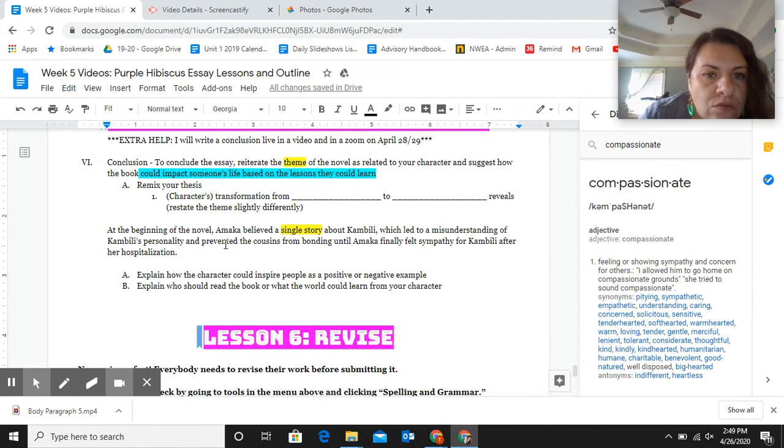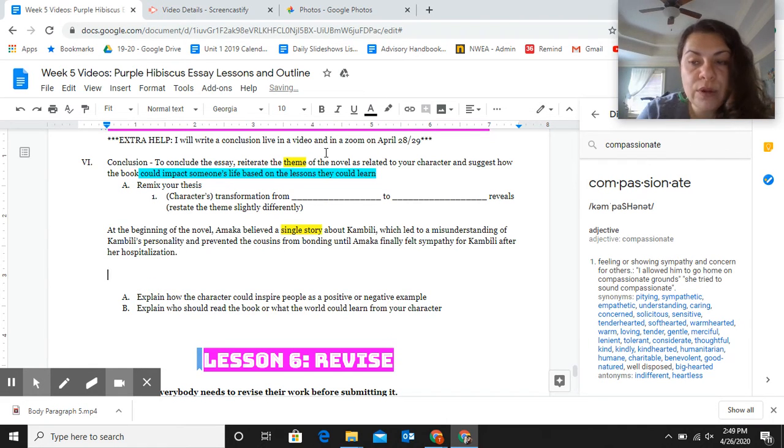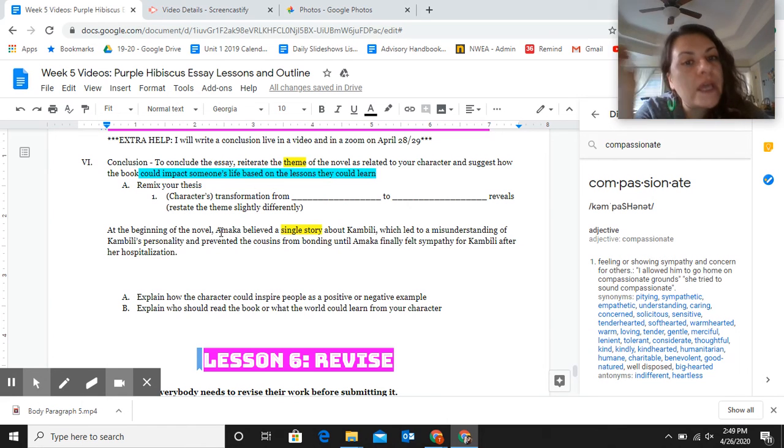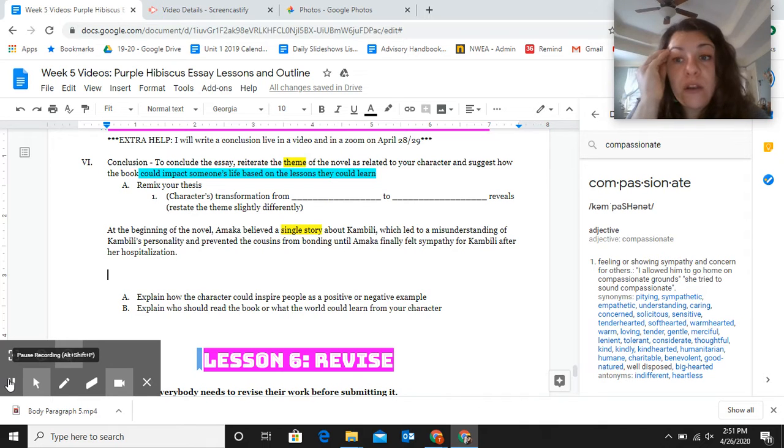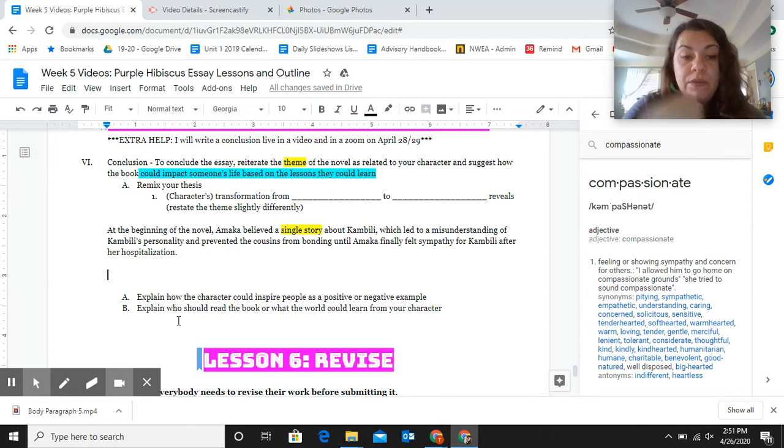Now I feel like I erased a sentence in this thing about her, but who knows? Because what I normally would do is reiterate some of my evidence, but it says explain how the character could inspire people. Like I think I erased something. So let me pause and open another document and see what it actually said. Okay, so I didn't erase the sentence. I gave you a slightly different outline for your conclusion than I normally do, but it's still going to work. So I'm just going to go with what I have in the document. All right, explain how the character, for me it's Amaka, could inspire people as a positive or negative example.